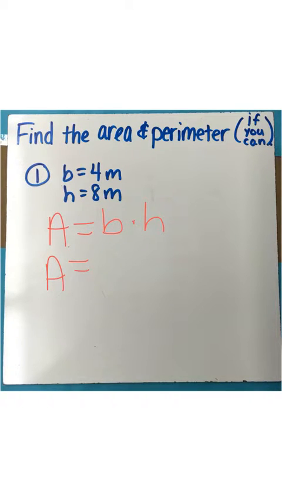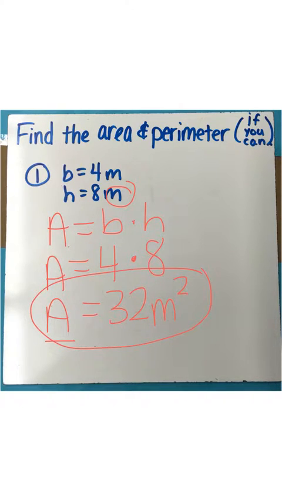Area equals 4, because that's what the base is, times 8, because that is what the height is. So your area will be 4 times 8, which is 32. The unit is meters, and because it is area, you square it. So your complete answer is 32 meters squared. We do not know what type of shape this is, with it being base and height, so we cannot find the perimeter at this time.